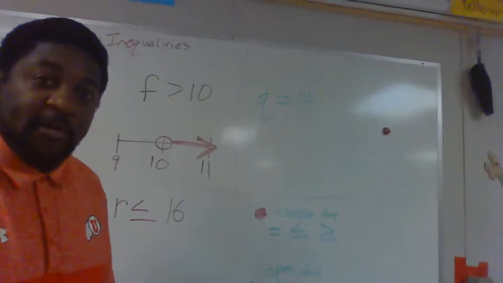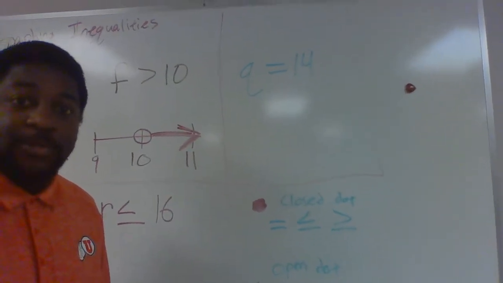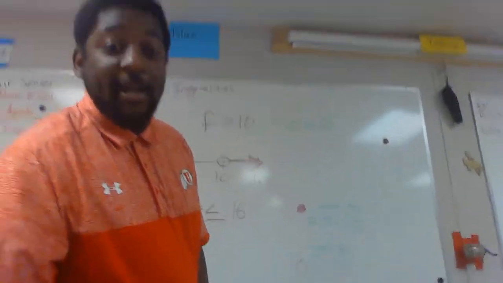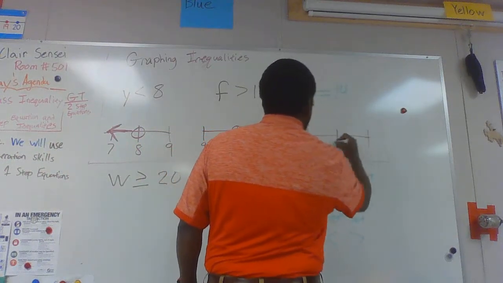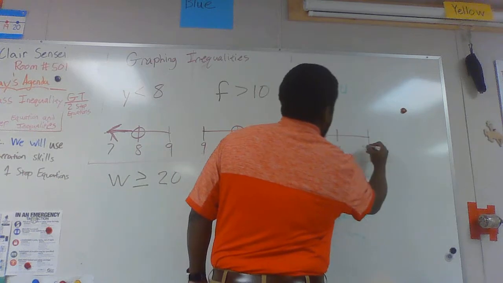Let's go to this next problem over here. Hopefully you can see that one says Q equals 14. Y'all, if you just have an equal sign, these ones are the easiest ones to do. 13, 14, 15.